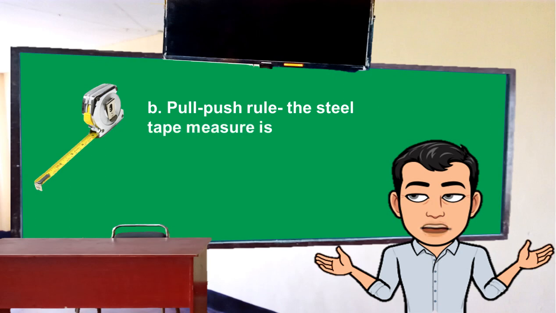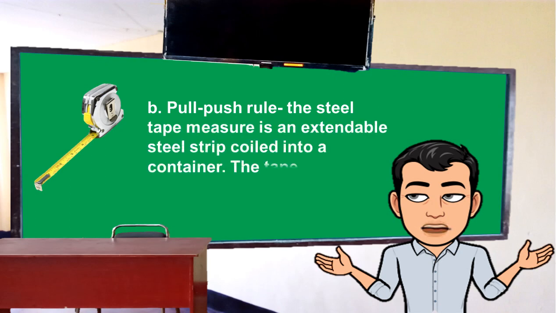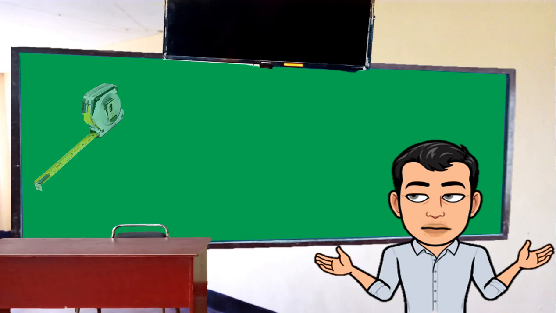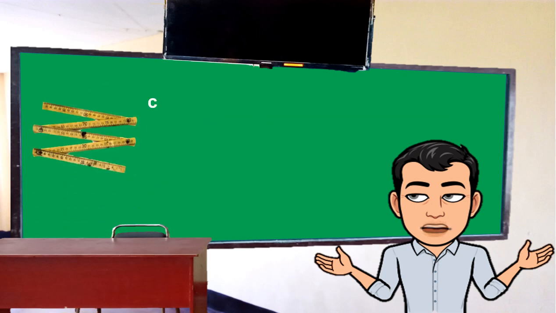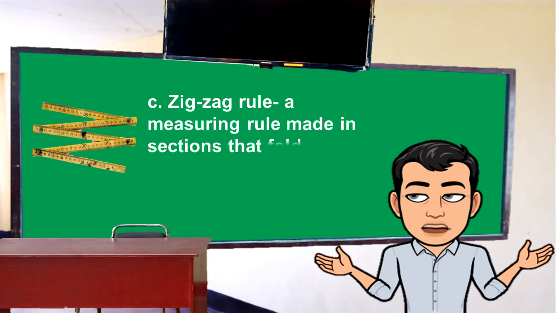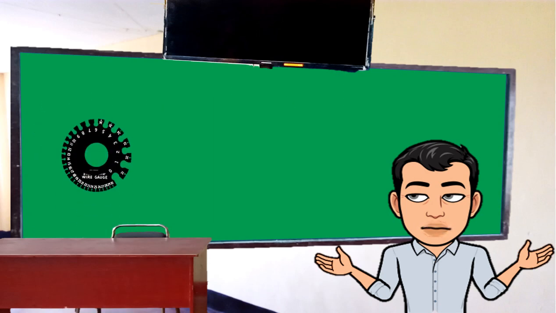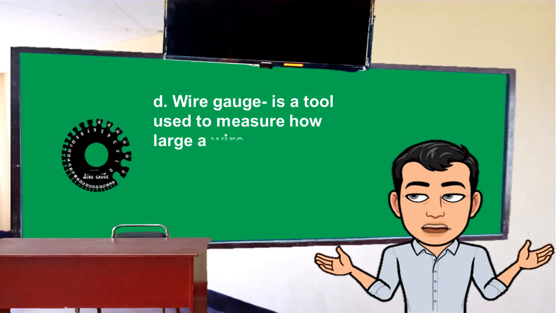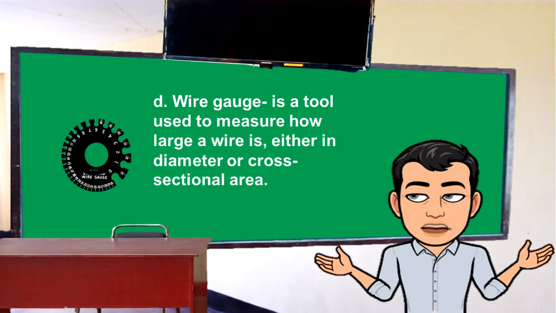Pull-push rule, the steel tape measure, is an extendable steel strip coiled into a container. The tape is spring-loaded. Zigzag rule, a measuring rule made with sections that fold together. Wire gauge is a tool used to measure how large a wire is, either in diameter or cross-sectional area.